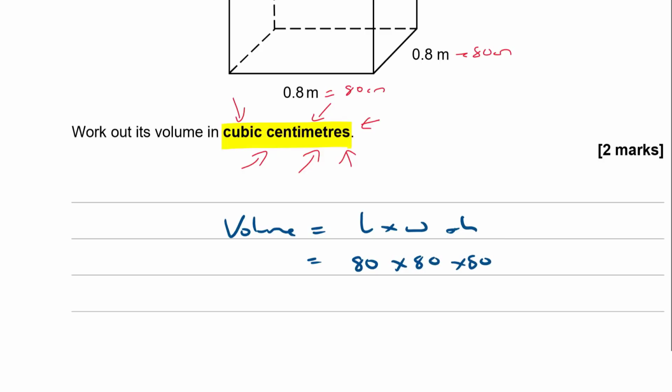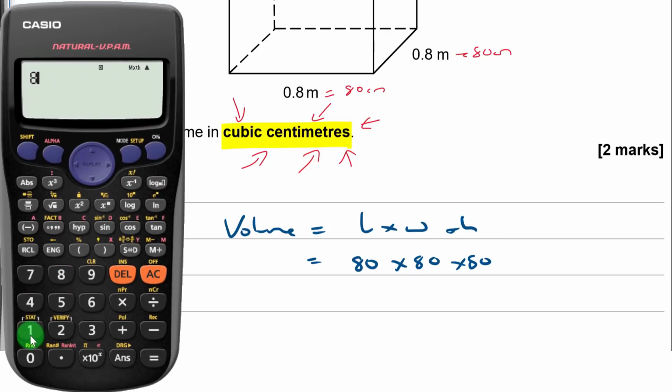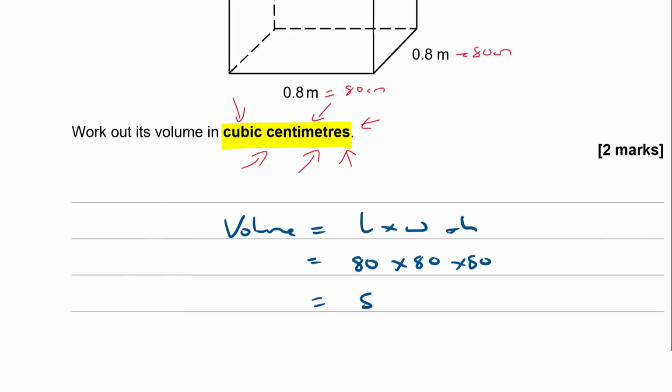Tap that into the calculator. I'm just going to use the power button. 80 to the power 3 is 512,000. So that's 512,000 cubic centimeters.